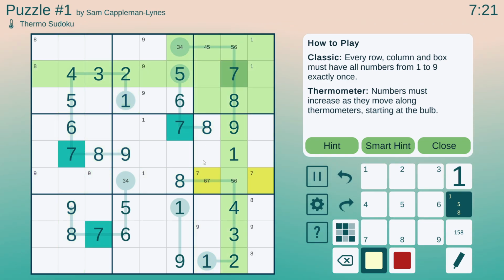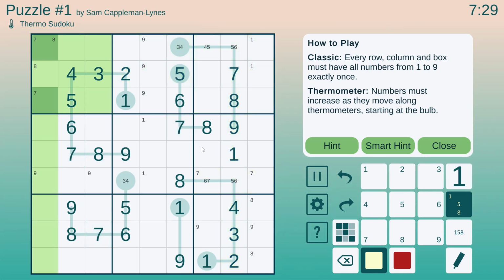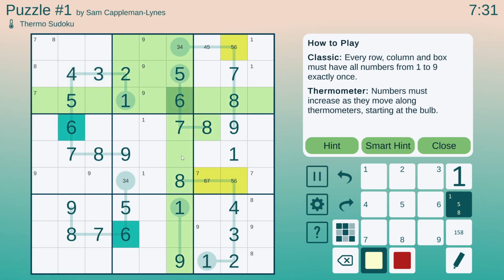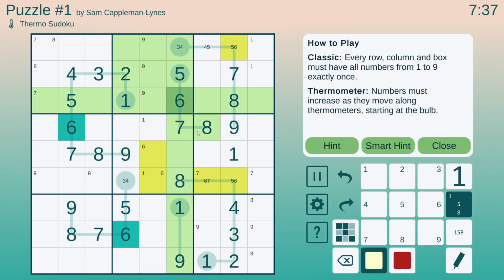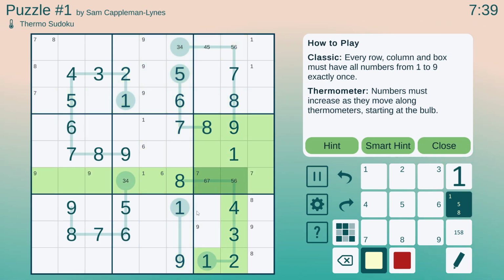Sevens in those two cells. Seven in those two cells. All right, let's look at the sixes. Sixes in those two cells. And this could skip the 6, right? It could go 5, 7. I don't see much wrong with that.